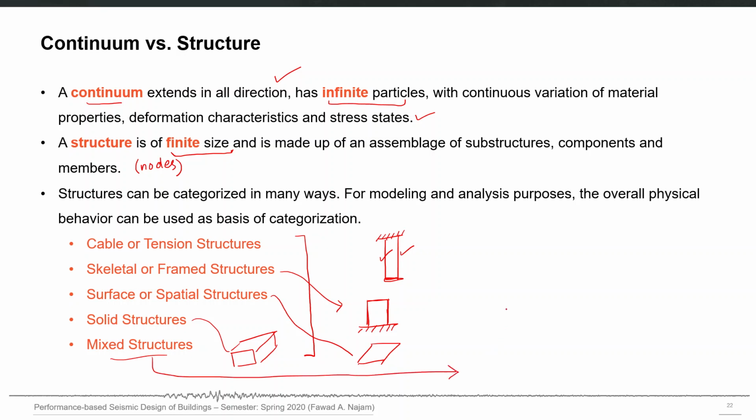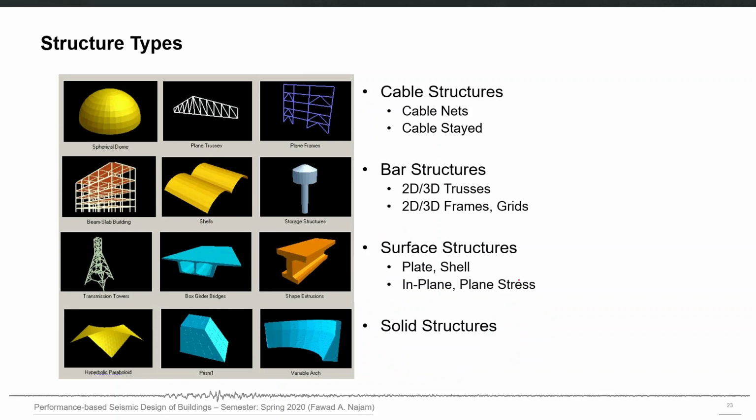For example, you can have a slab which is supported by skeletal elements, beams or columns, then it is a mixed kind of structure, where you have a skeletal element as well as the surface or spatial element. So there are different types of structures. Some of them you can see here graphically. This is a spherical dome, which is basically a spatial element or 2-dimensional element. Then plane trusses or plane frames, for example, these are skeletal or bar elements or what we call frame elements.